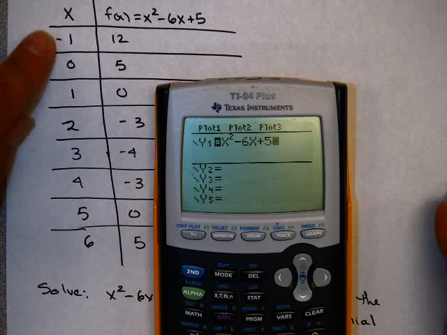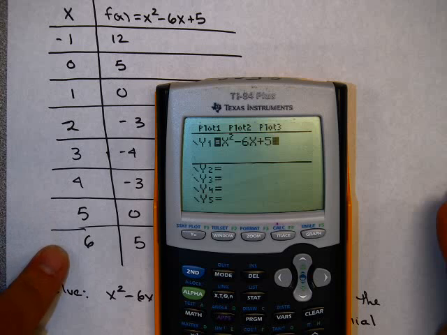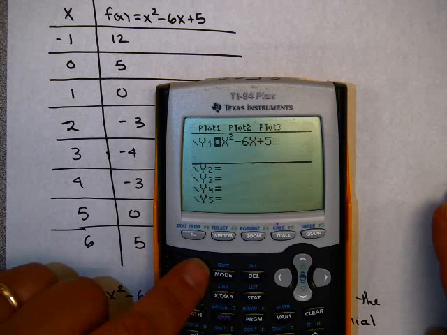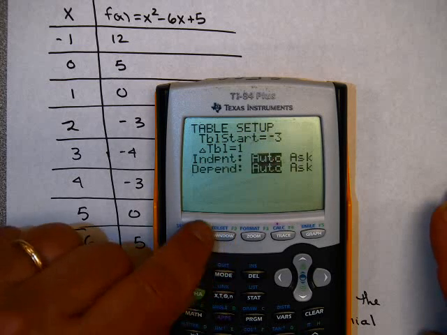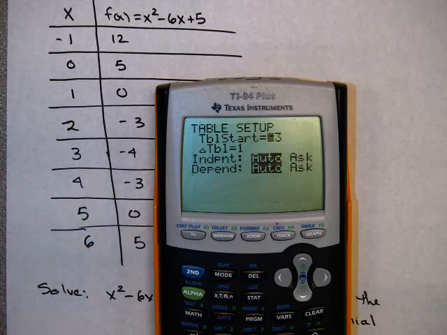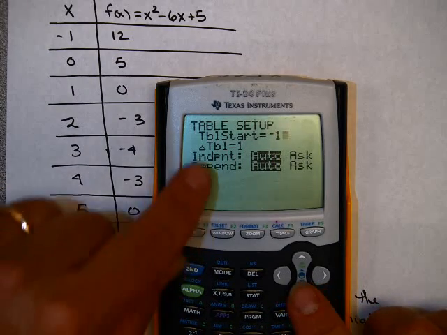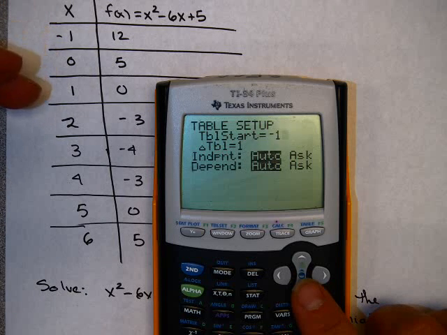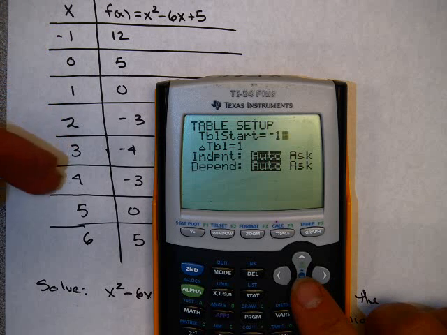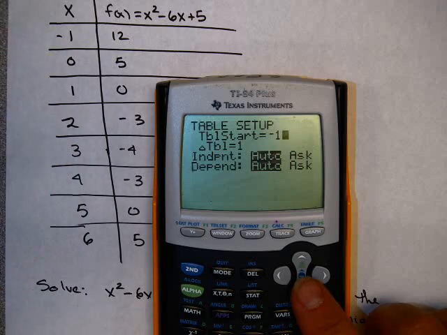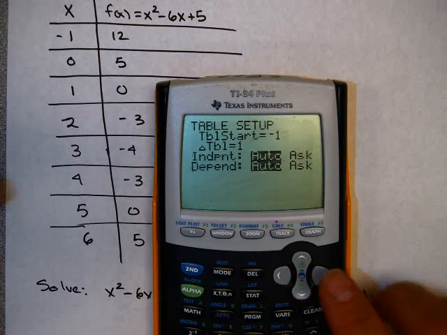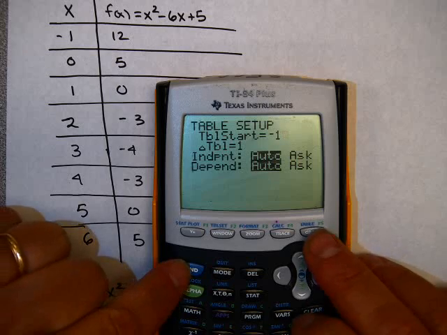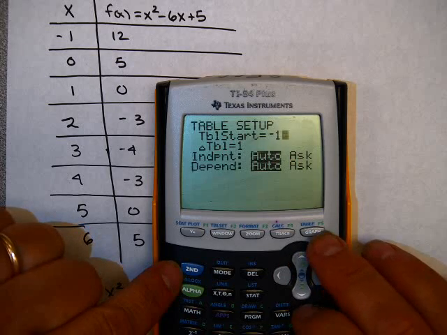Now, if I want to make a table, notice the values of x I'm using. I start at negative 1 and go to 6. So I'm going to hit second window, which gives me table set. I'm going to start at negative 1, and I'm going to count by ones. So it's going to start at negative 1, then go up by ones with x, and plug each value into that function. I'm going to leave independent and dependent as auto.